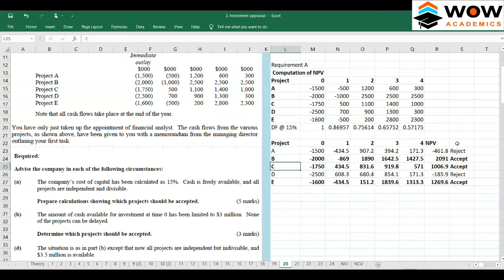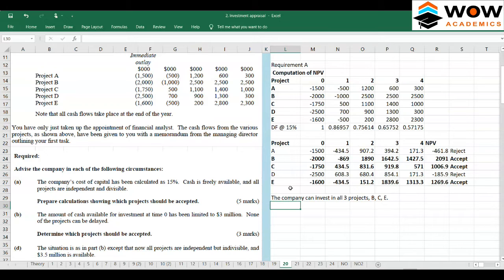Okay, only B, C and E are accepted. So the company can invest in all 3 projects: B, C, E. Okay, so that is what they are asking. See, the cash is freely available, so we don't need to allocate it based upon some other method. So that's about the logic here.